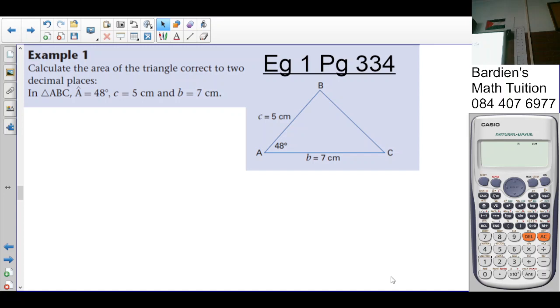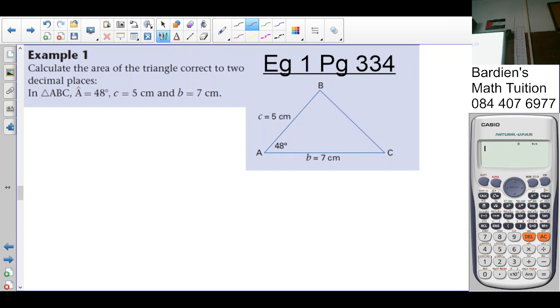In triangle ABC, we have angle A equal to 48 degrees. Lowercase c, remember, is always opposite angle C. Can you see that? The angle will always be denoted by a capital letter, whilst the side opposite an angle is denoted by the lowercase letter. So we have angle A is 48, we have c which is 5 centimeters and b which is 7 centimeters.